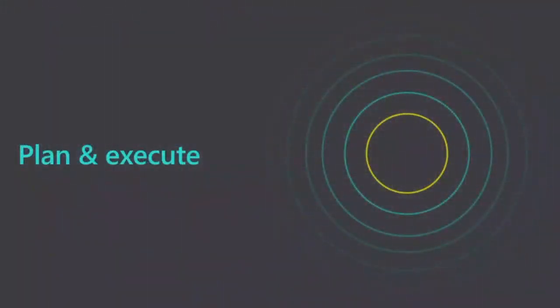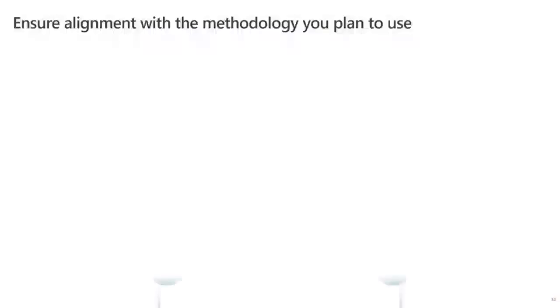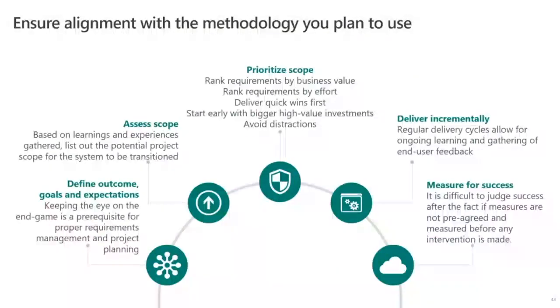And last, plan and execute your project. So this needs to be done in accordance to your ALM and governance, so that you ensure alignment with the methodology you plan to use. And while doing so, keep these pillars really in mind about defining outcome, goals, and expectations. Keeping the eye on the end game is a prerequisite for proper requirements management and project planning.